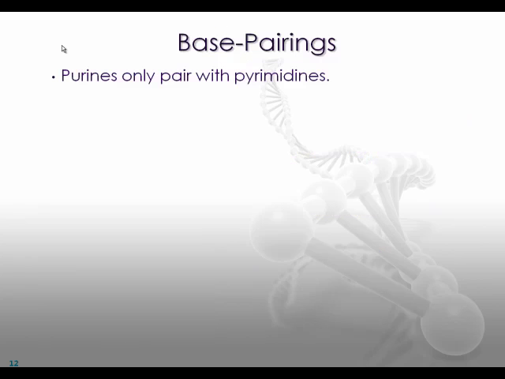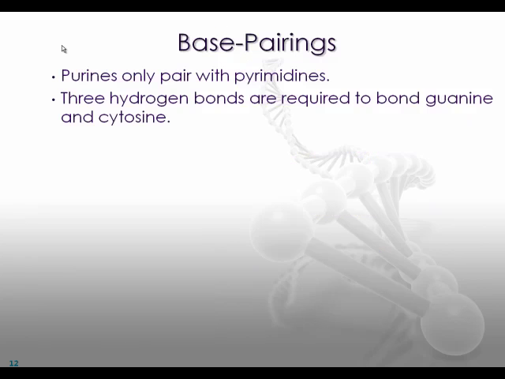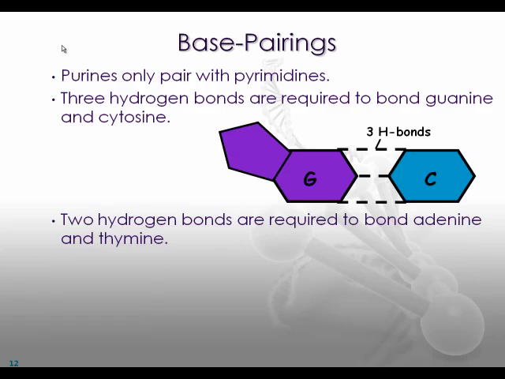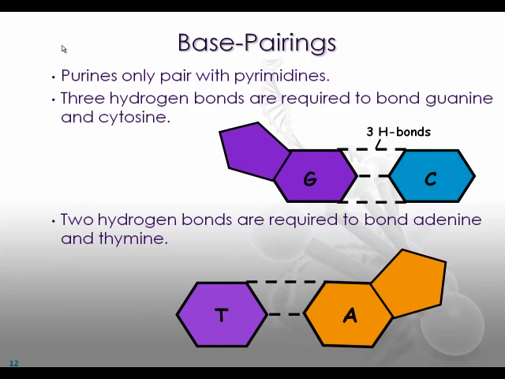Let's look at base pair rules. Purines only pair with pyrimidines. 3 hydrogen bonds are required to bond guanine and cytosine. Examine the diagram below. 2 hydrogen bonds are required to bond adenine and thymine, as you can see in the diagram. So let's remember that G bonds to C and A bonds to T.